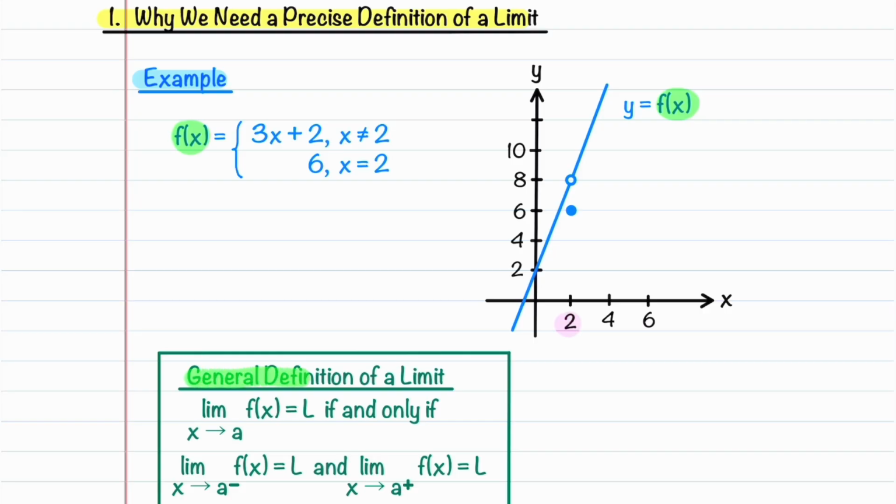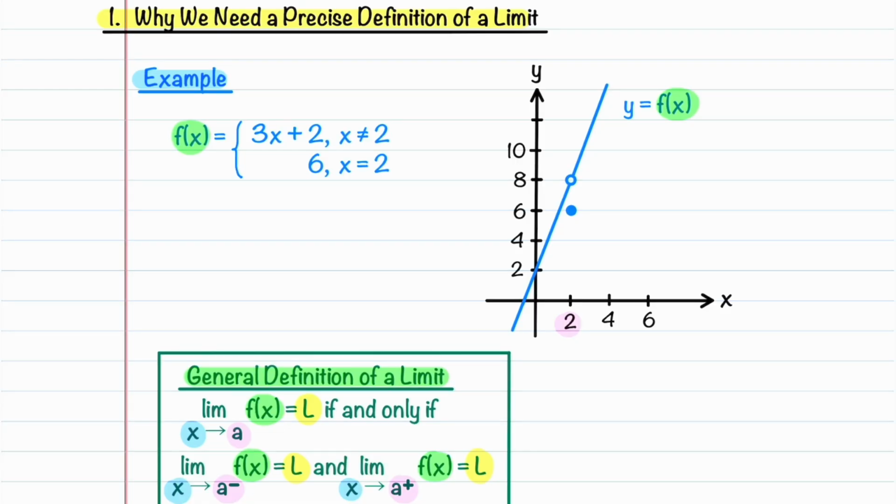The general definition of a limit tells us that the limit of f of x as x approaches a is equal to L if and only if the limit of f of x as x approaches a from the left is equal to L and the limit of f of x as x approaches a from the right is also equal to L. Let's now look back up at our graph.